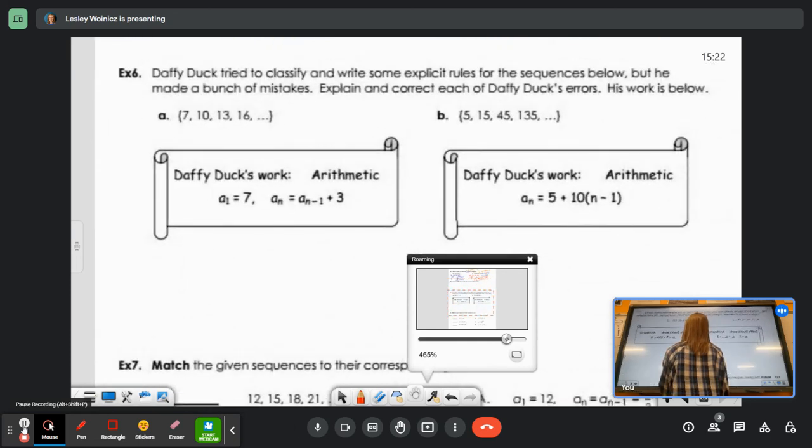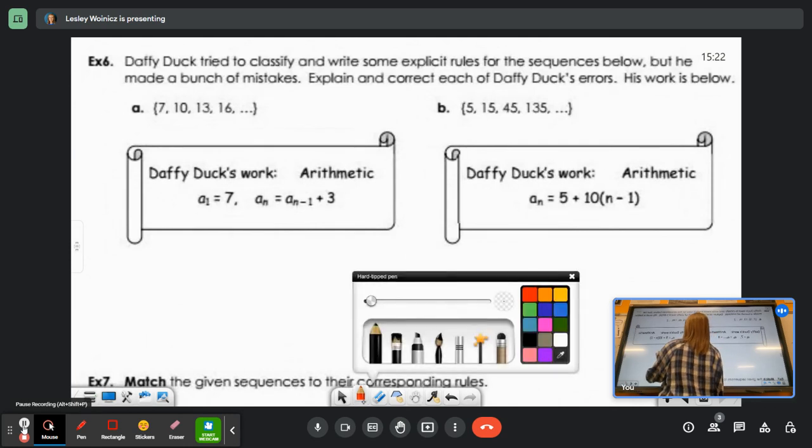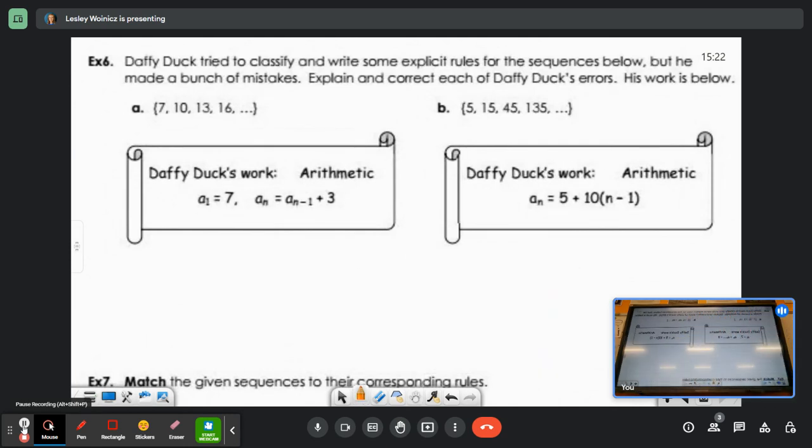Can we have the humming end? Thanks. Okay. So poor Daffy has been trying to do these sequences again. He's trying to write rules. Okay, what is his first term? Oh, he's writing explicit rules. Okay, because that was the title of our notes today. So what is his A sub 1 here that he was given? 7. Okay, what's happening every time? Add 3. So is it arithmetic?